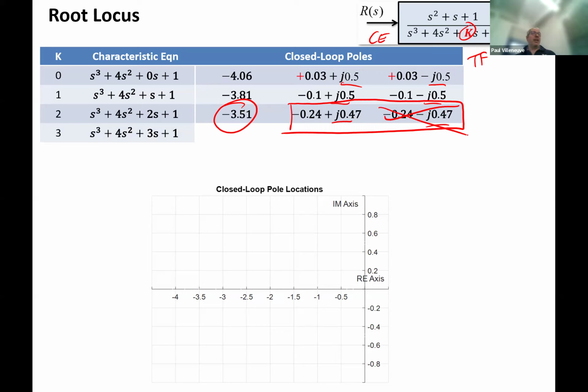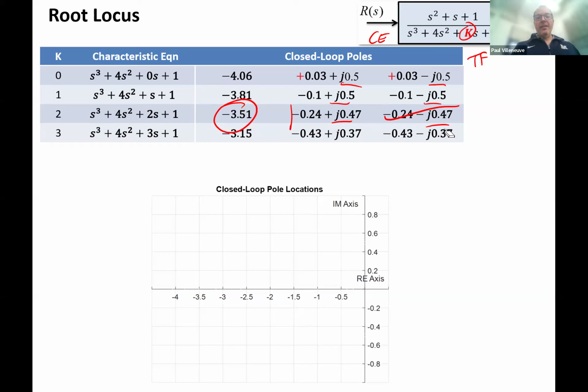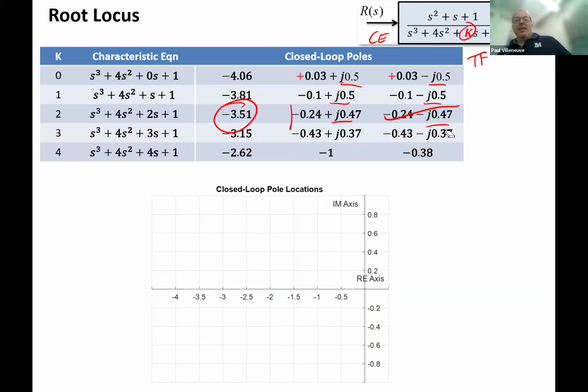Let's do 3. So again, now k equals 3. So we have s squared plus 4s cubed plus 4s squared plus 3s plus 1. Check my roots. And let me move this line out of the way so we can make out what's going on here. And again, we're getting some changes. Do 4. This is our last one.